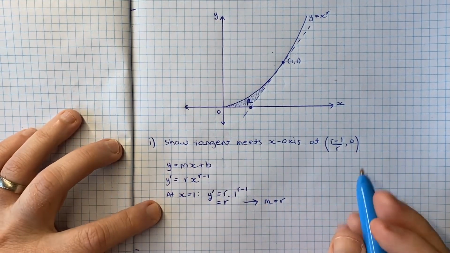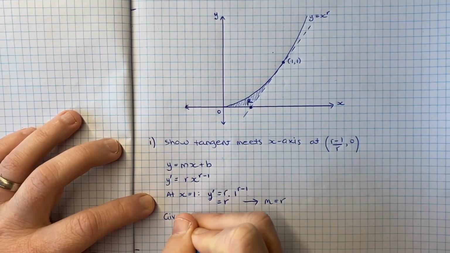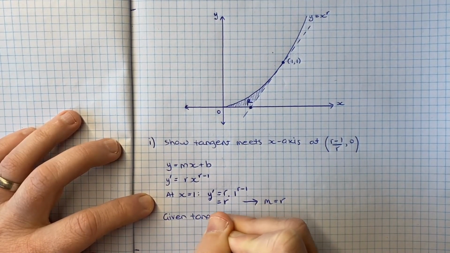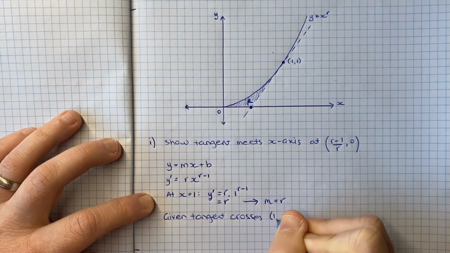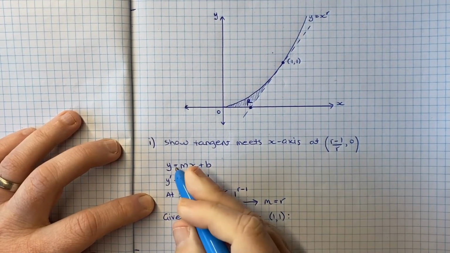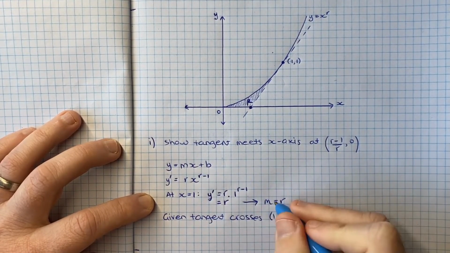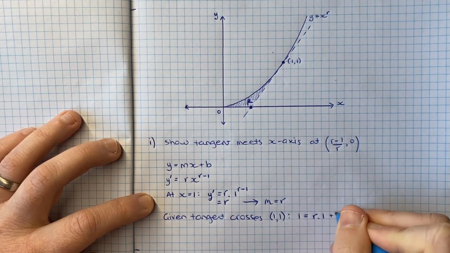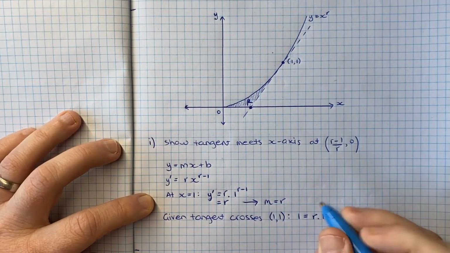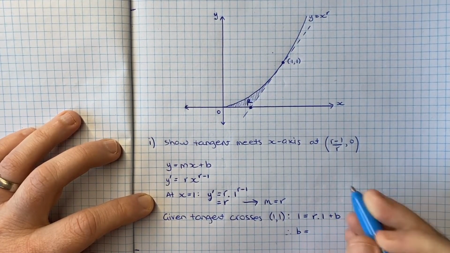So we can say, given the tangent crosses (1, 1), we can say that 1 is equal to r, because we worked out m is equal to r, times 1 plus b. So if I rearrange for b, we can say b is equal to 1 minus r.